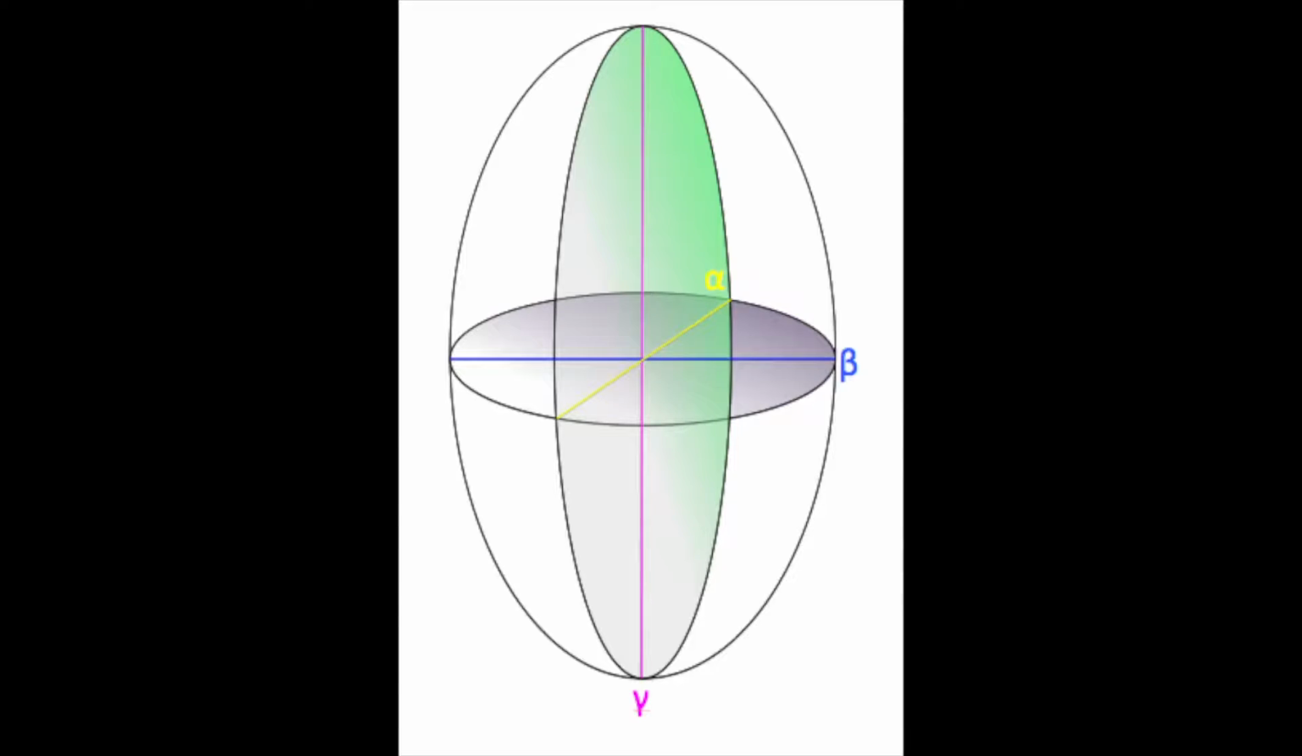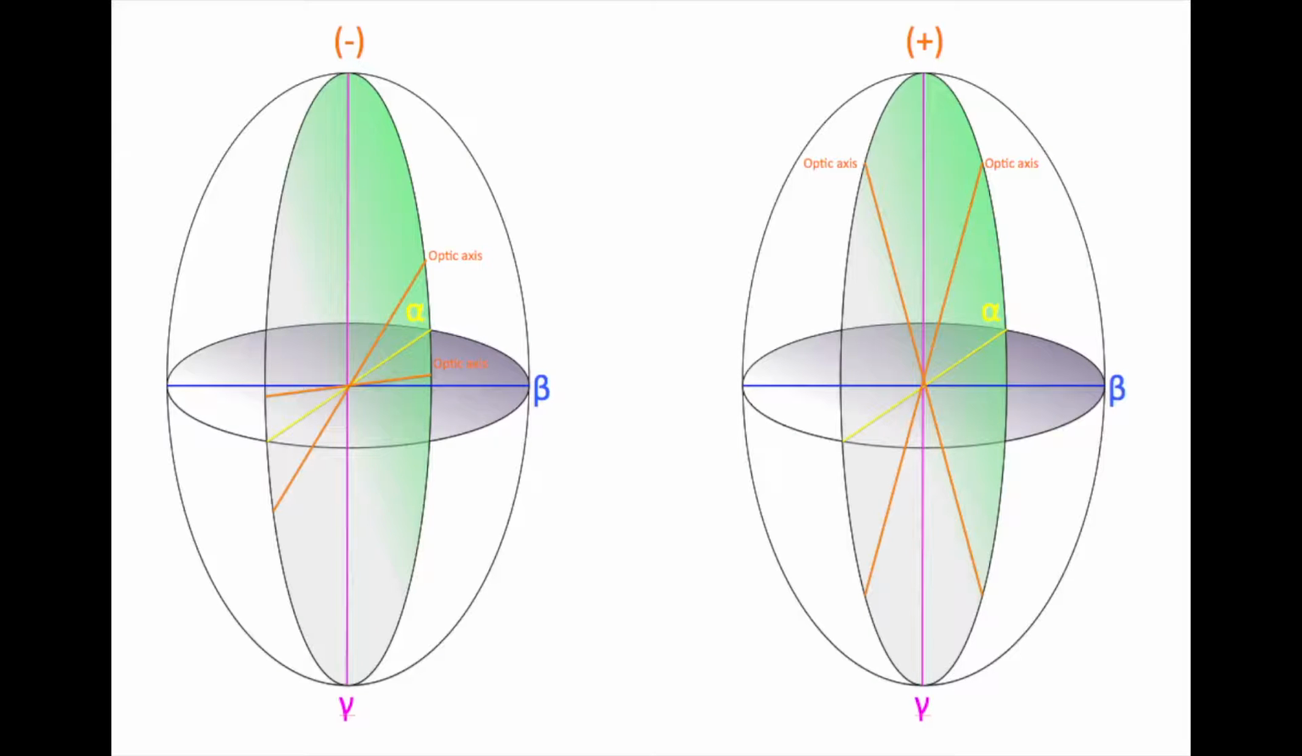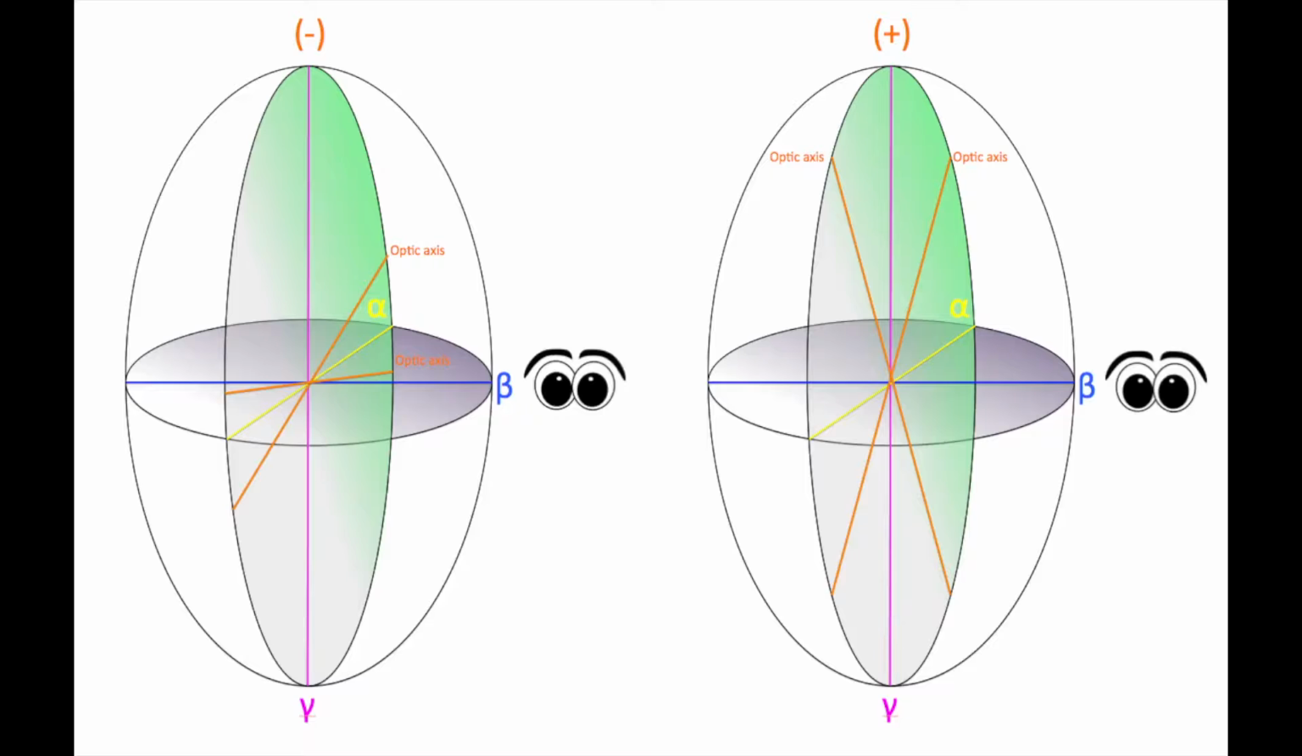When we are looking at a grain in the microscope, we are looking at a slice of the ellipsoid. For biaxial minerals, finding a flash figure lets us know that we are looking at a slice that looks down at an alpha-gamma section. This is the green ellipse in the figure. Alpha will always be the fastest ray, and gamma will always be the slowest ray.